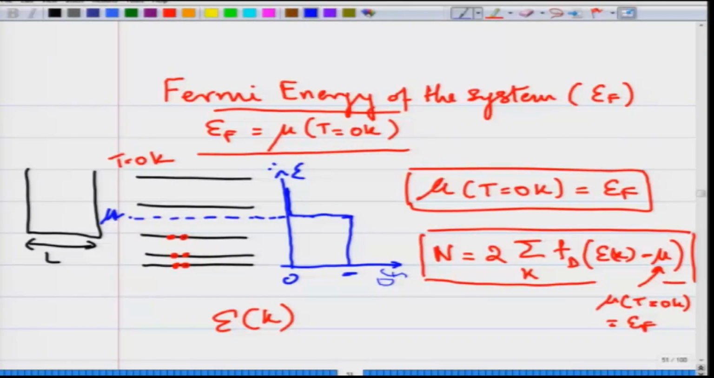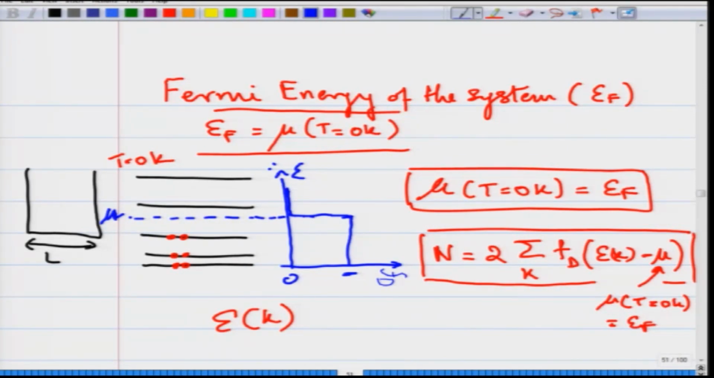So, there is a chemical potential mu up to which the states are occupied with a probability of 1, and above it, it becomes 0. The 0 temperature chemical potential is an energy level which is close to the maximum energy which the particles have at 0 temperature, and that is what we call the Fermi energy.